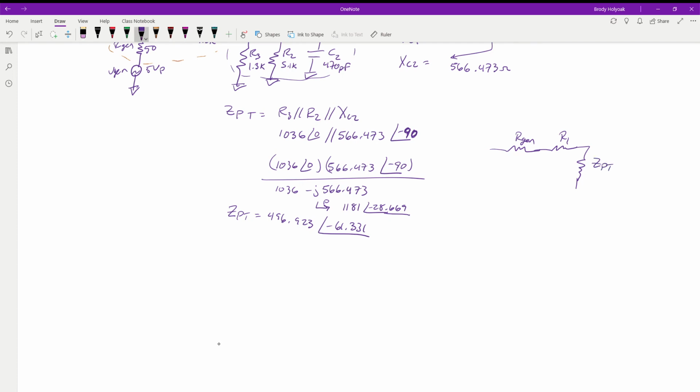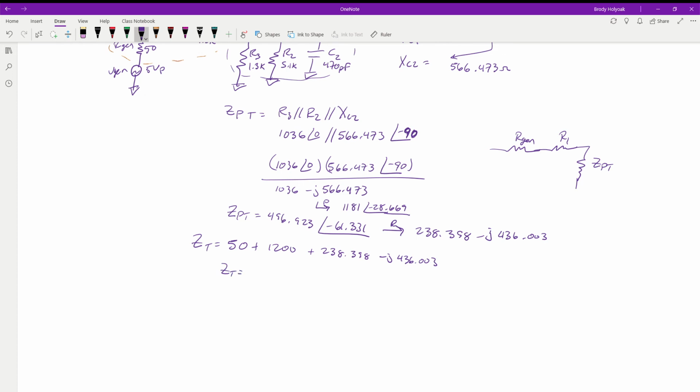Okay, so our Z total is going to be equal to the 50 plus the 1200 plus this value we need to convert into rectangular so we can actually add them together. So that comes out to be 238.398 minus J of 436.003. So we convert our parallel total into rectangular so we can add them together. So we have the 238.398 minus J of 436.003. We combine all these guys together.